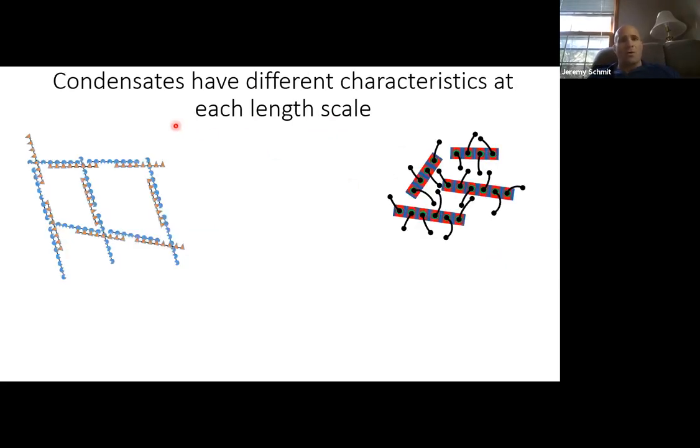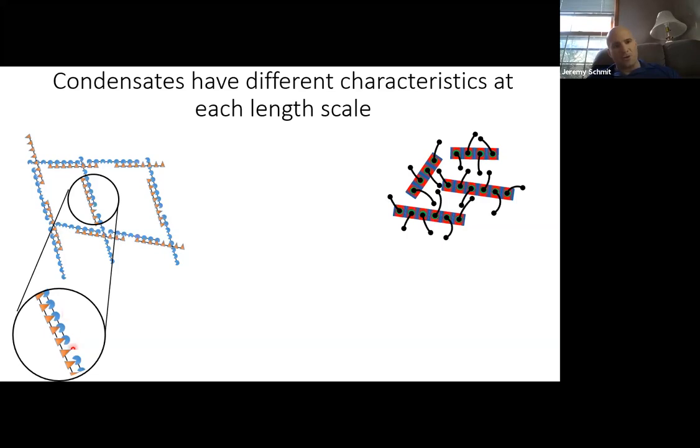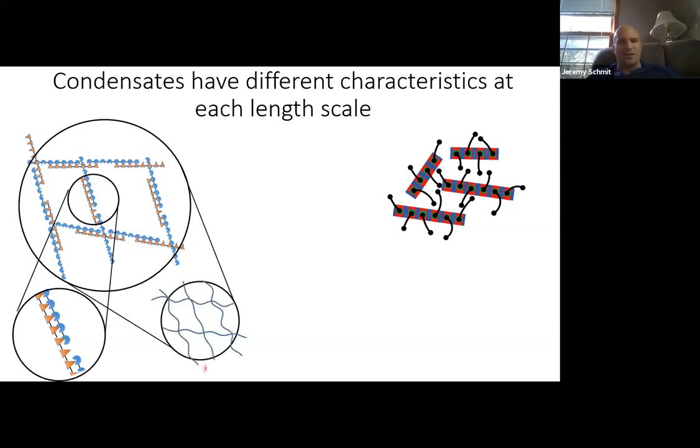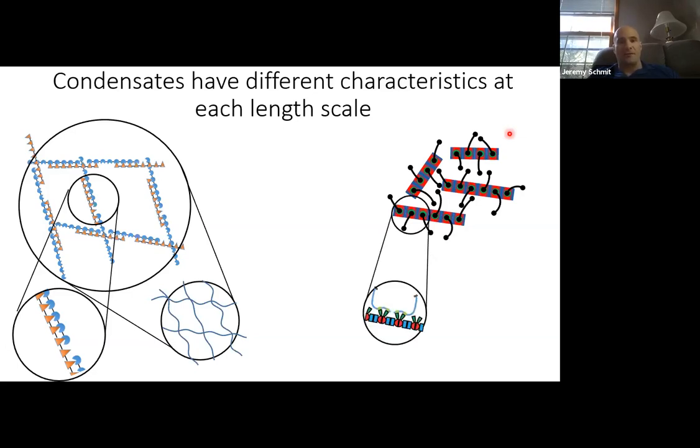One consequence is that condensates are going to have different characteristics at each length scale. Let's see what that looks like. In the SUMO-SIM model, on the short length scales we get a one-dimensional zipper-type morphology, whereas on longer length scales we get something that looks like a random network. Things get really interesting when we come over here and look at the SPOP-DAXX system, because we can describe at least 3 different length scales that are relevant.